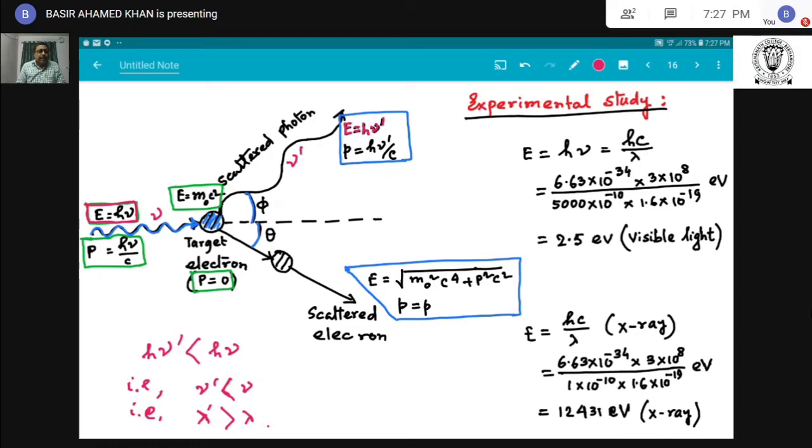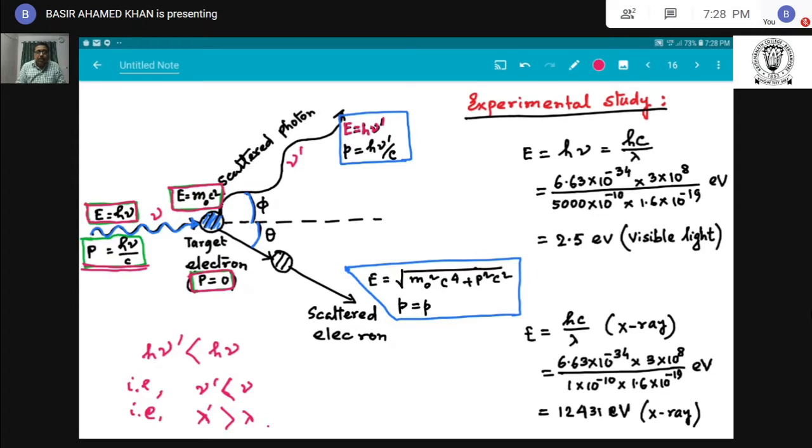Now the incident photon momentum P equal to h nu by c, and the energy of the electron, since we assume the electron is at rest, is m0 c square, where m0 is the rest mass of the electron. Since the electron is at rest, the momentum of the electron P equals 0.